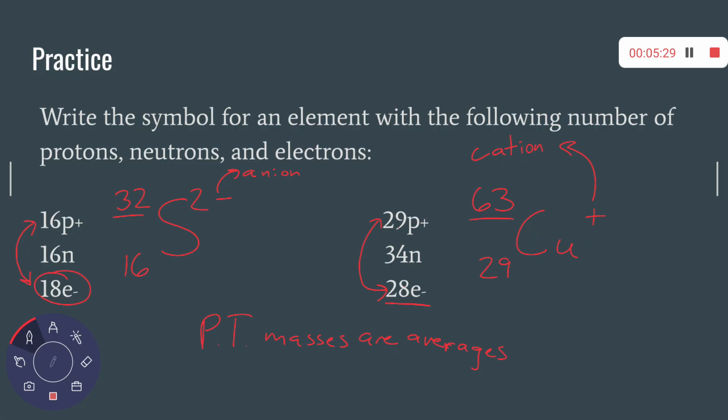If you're looking at just one atom or one ion, like we are here and here, the periodic table doesn't tell you the mass of this atom or ion. You have to be able to add up your protons and your neutrons to get the mass of this specific ion.